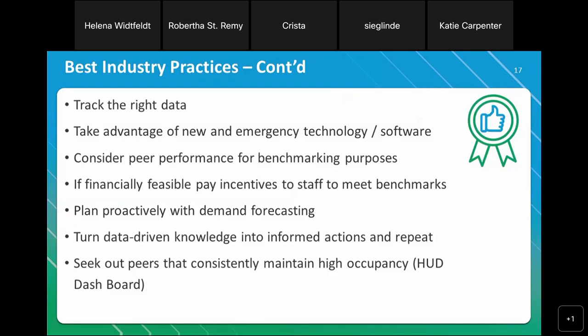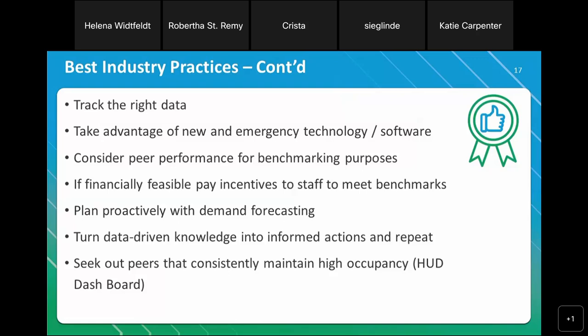Sometimes the data points do tell us on average how many units we turn in a month, or how many individuals we house during a month, and what the demand would look like. Is this an ongoing, regular, routine monthly demand? Is this an outlier demand?